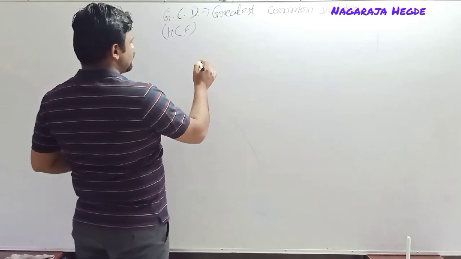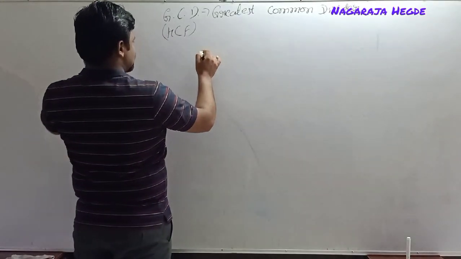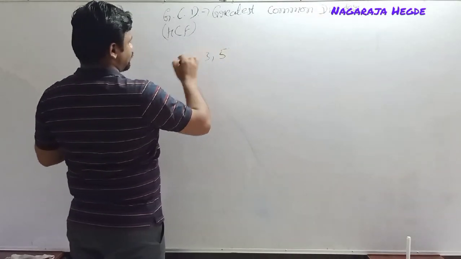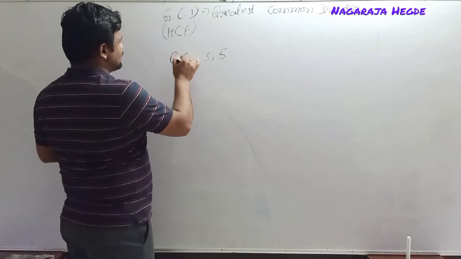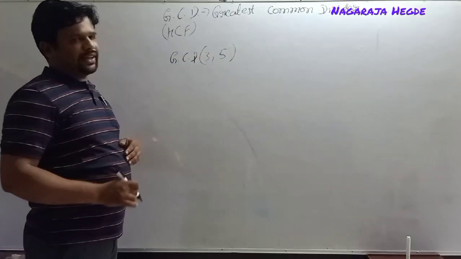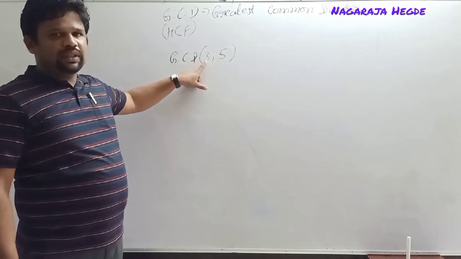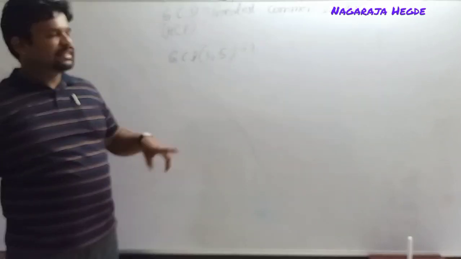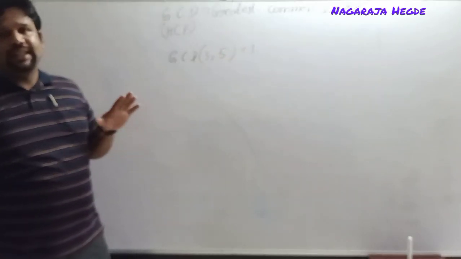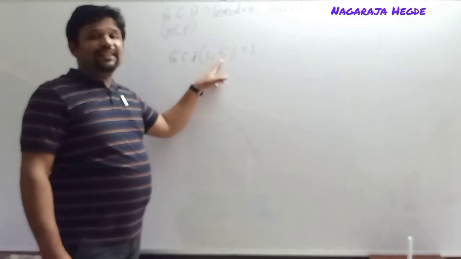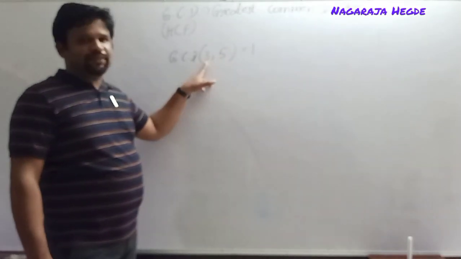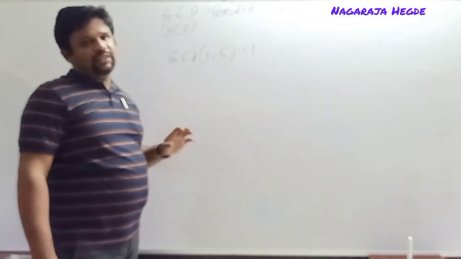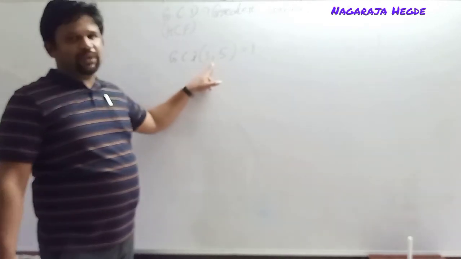For example, if you take 3 and 5, what is the GCD of 3 and 5? Just observe now. Here the GCD of 3 and 5 is nothing but 1, because these two numbers are relatively prime numbers. They do not have any common factor except 1. In such cases, GCD is nothing but 1.